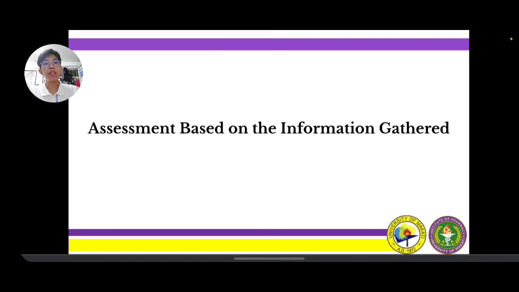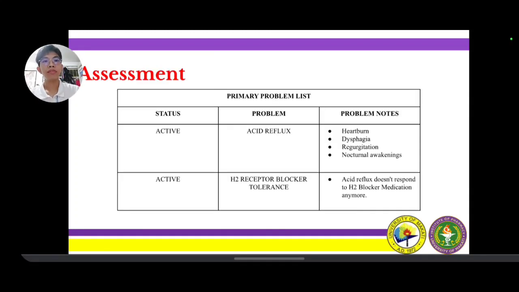Okay, so let's proceed to the assessment based on the information gathered. For our primary problem list, the number one problem is acid reflux, with notable symptoms that the patient is complaining of, which are heartburn, dysphagia, regurgitation, and nocturnal awakenings. And the status of the acid reflux in these problem notes is active.